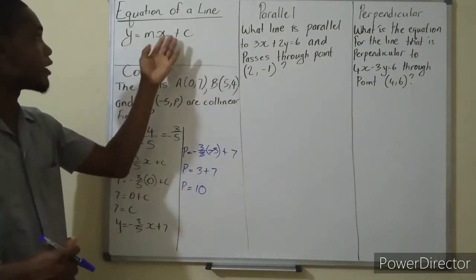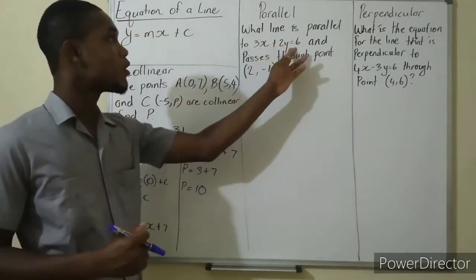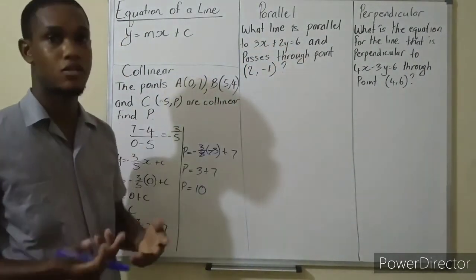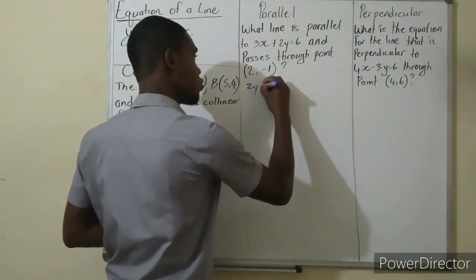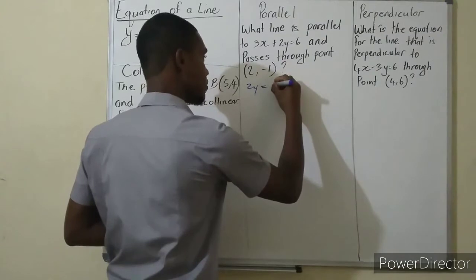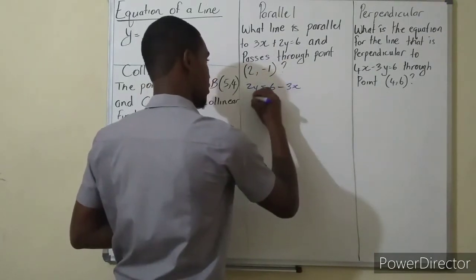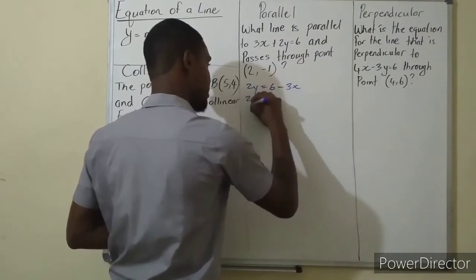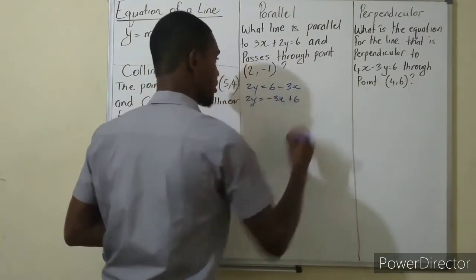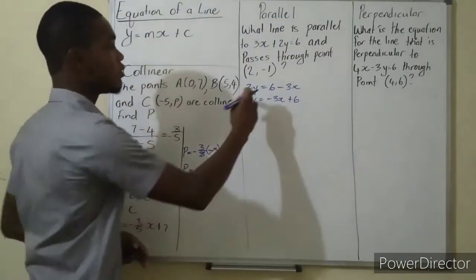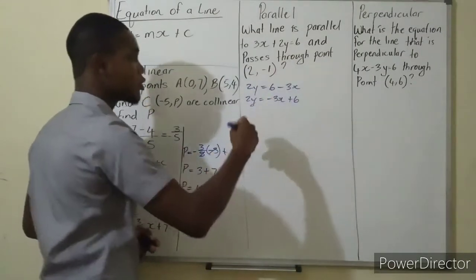So y equals mx plus c. In order to do this, you now know that you must make y the subject of the equation. So 2y equals 6 minus 3x, and you can write this as negative 3x plus 6. That's step 1: making 2y by itself by getting rid of the 3x by subtracting it on the other side.